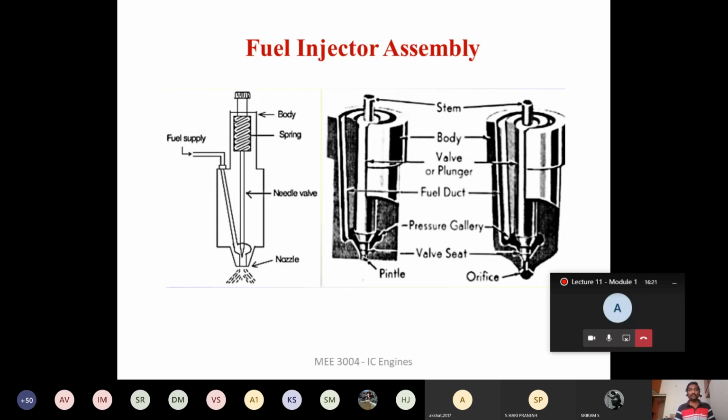Coming to the fuel injector assembly, the simple diagram is given here. This is what we are referring to as an orifice. This is the nozzle. This complete setup we call the fuel injector. The bottommost portion we call the nozzle. At the nozzle, we are going to have an opening or an orifice. Now, this is the flow passage through which the fuel is going to enter. And the opening and closing of the orifice is done by the needle valve. This is the needle valve. Because of the high pressure of the fuel, it can also open.